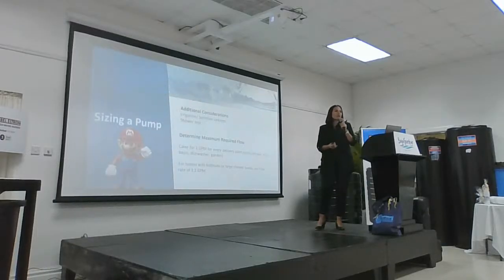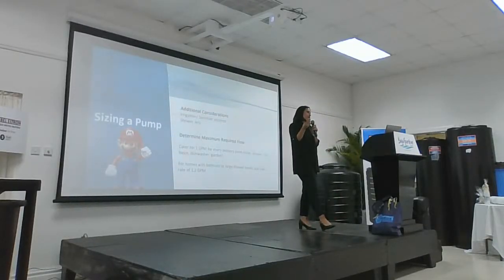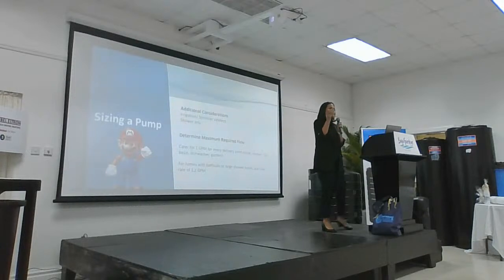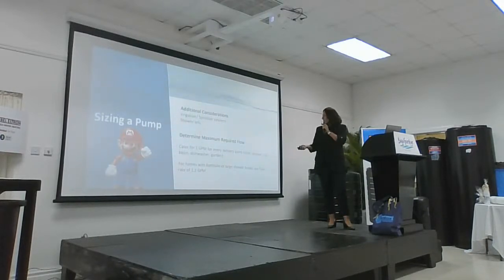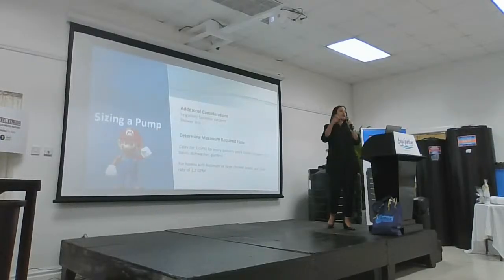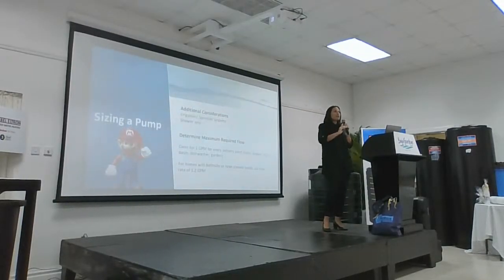What we do is we count 1 GPM for every outlet. We're going to count it for the kitchen, the bathroom, the garden hose, the laundry sink. All these items we're counting as 1 GPM. For homes with bathtubs or large shower heads that use a greater flow, you want to use greater GPM, so we're going to use 1.2 to calculate that. We're going to add it all together and size it on a pump curve.